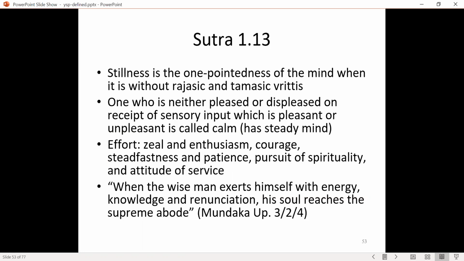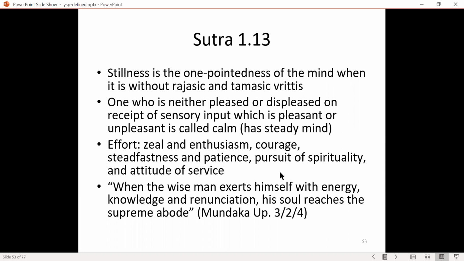Again, there's a statement that I picked up from the Maandukya Upanishad: when the wise man exerts himself with energy, knowledge, and renunciation, his soul reaches the supreme abode. Renunciation is again that dispassion, that vairagya. That's the Upanishadic way of saying things. Supreme abode. Okay.